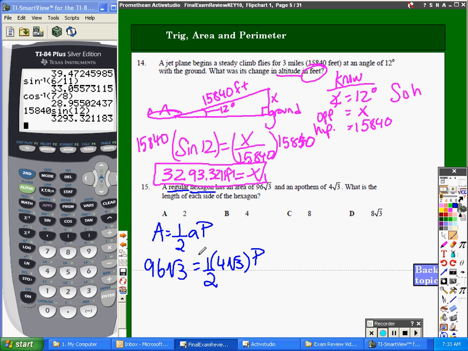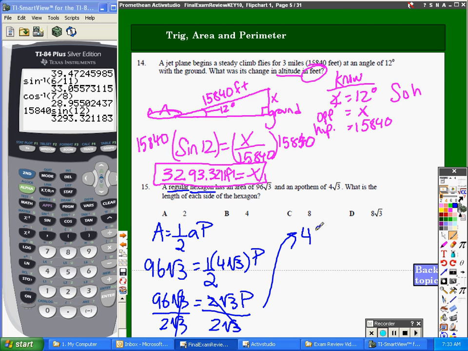We're going to simplify this. We've got 1/2 of 4 root 3, which is just 2 root 3, times p, equals 96 root 3. If I want to get p by itself, I can divide both sides by the number that's being multiplied by it, which is 2 root 3. This is nice because those root 3's are going to cancel. And we're left knowing that 96 over 2, which is just 48, equals the perimeter.